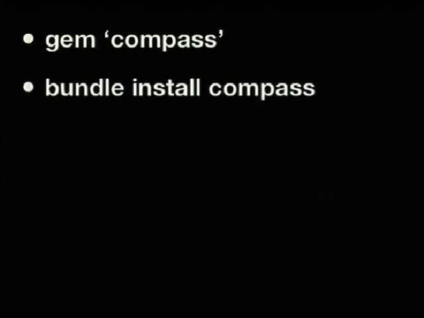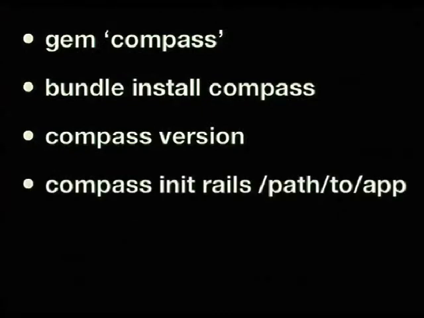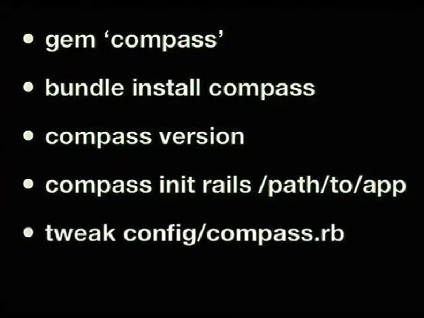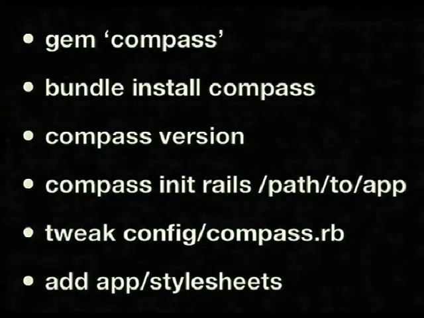Gem Compass, bundle install Compass. Just run compass version from the command line to make sure you got it installed. Then you want to, particularly for Rails, do compass init rails, and then the path to your app. So if you're in your local app directory, there's a big dot there, right? It will create a compass.rb file in your config directory. You may want to look at that and tweak it depending on what you want to do. And I think the default Compass configuration will add a directory called stylesheets to your main app directory within your Rails application structure.